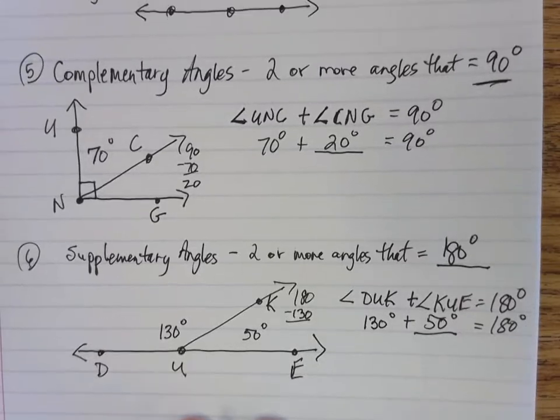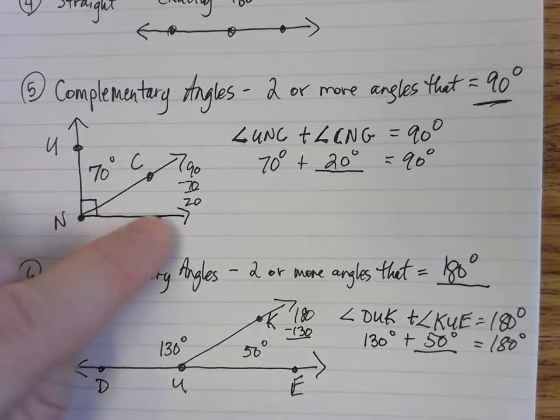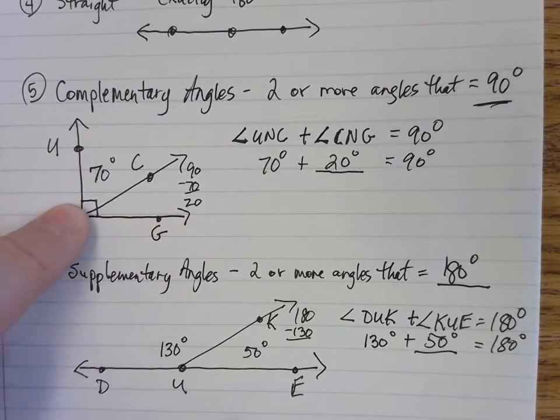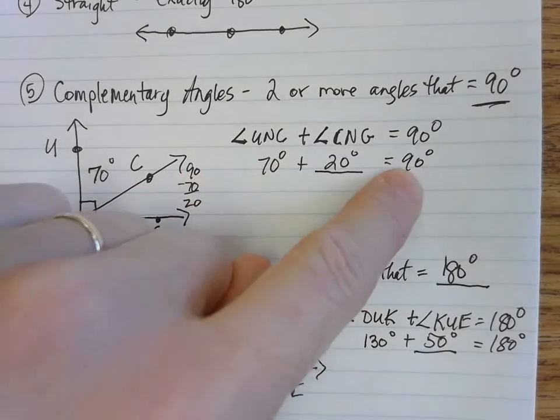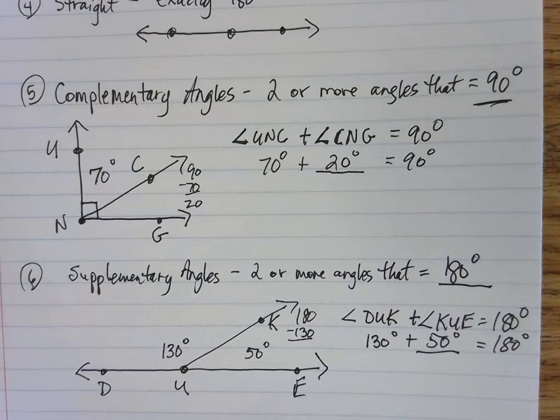All right, so you can see the difference here. Complementaries are going to be making a right angle. Usually you're going to have that little square in the corner, meaning that's a right angle, and they're going to have a sum of 90. Supplementary angles are together making a straight line, and a straight angle means, of course, that supplementaries equal 180 degrees.